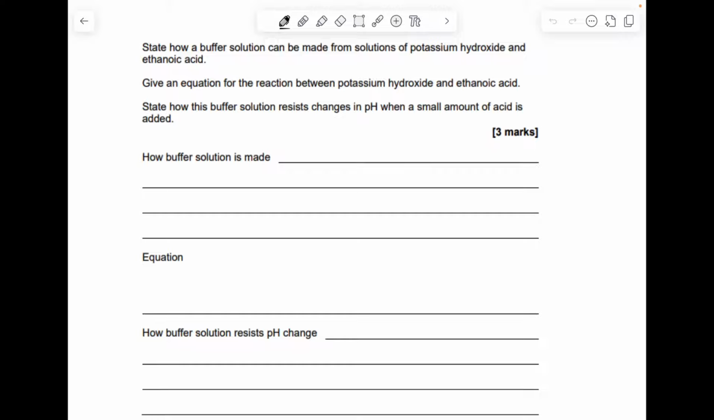Okay, so let's make a start with the first part of the question. There's 3 bits to answer. State how the buffer can be made, give an equation for the reaction, and state how the buffer resists pH changes if you add a small amount of acid. So I'm actually going to start with the equation. There's the equation there. For the salt, you can either show it like I've done there without the charges, or you can put the charges on. Either way is okay.